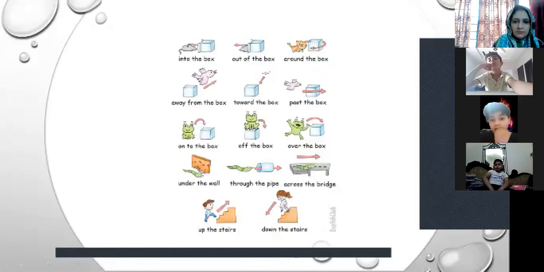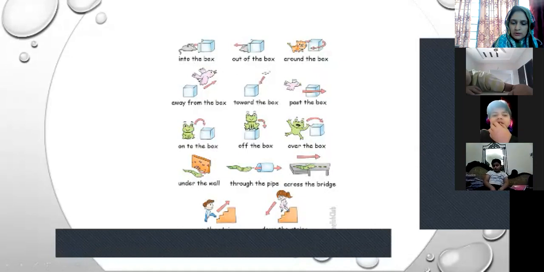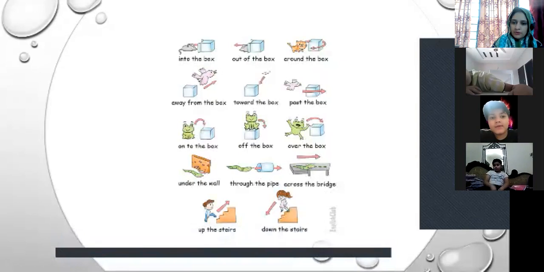So past is the preposition of movement. Onto is the preposition of movement. Then off is the preposition of movement here. Over. Over is the preposition of movement, right? Like these all words are showing directions, right? Under is the preposition of movement. Through, across, up, and down. So these are different prepositions of movement which we use when we give directions to somebody, right?